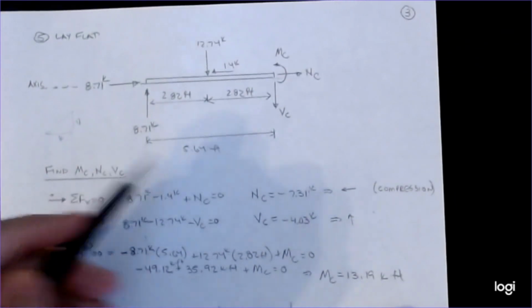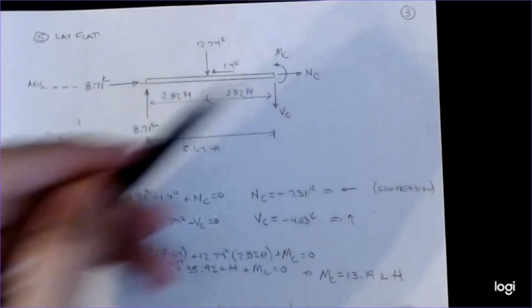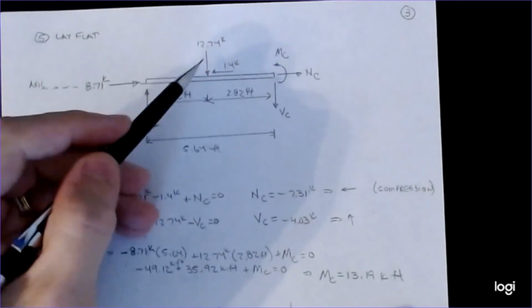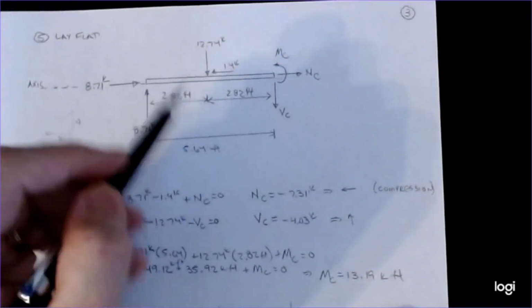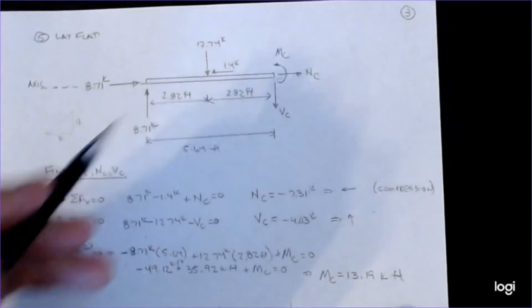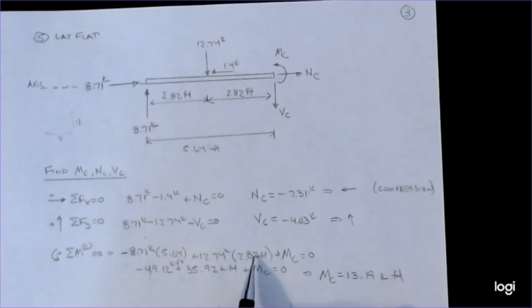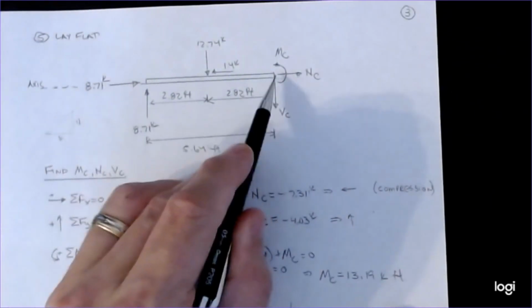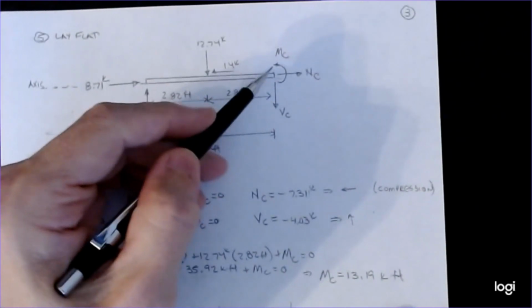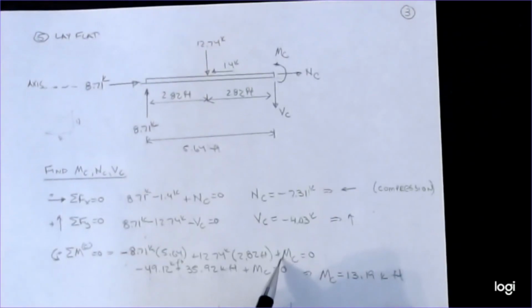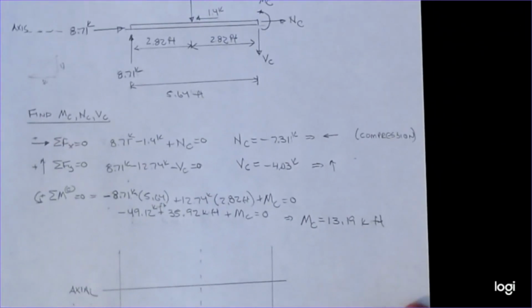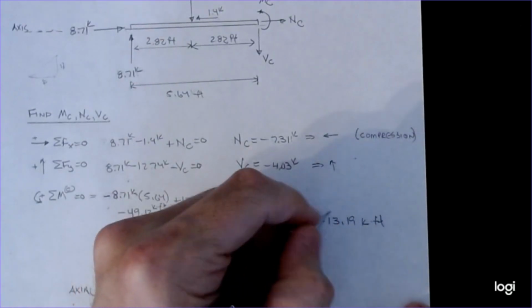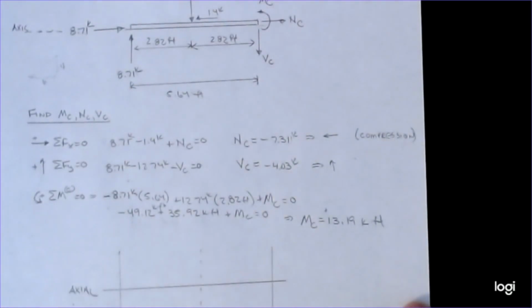So 8.71 goes times 5.64, clockwise, negative. 12.74 counterclockwise, positive, and its distance is 2.82. So that's this number. And then everything else is times 0. NC, VC, and this guy are all acting through the point, so they don't get included in the equation. But I do have the applied moment, which is counterclockwise positive, so it's a plus MC. And if I do the math and the algebra on that, I get MC equals 13.19 kip feet. And that was a positive value, so it tells me that was the direction that we're looking at.